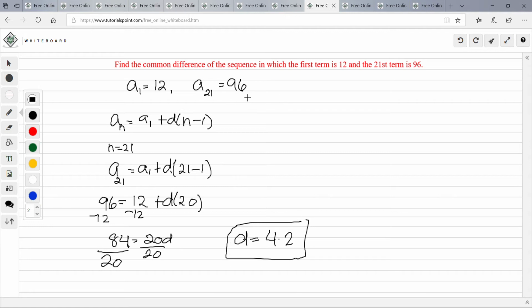Yeah, so it's just using clues and using what we know. It says find the common difference, so we know that it is arithmetic, so we can use the nth term formula for an arithmetic sequence. We know the 21st term is 96, and we know the first term is 12. We know n is 21, so 21 minus 1 is 20. Do the work, and then solve for d, and d equals 4.2.